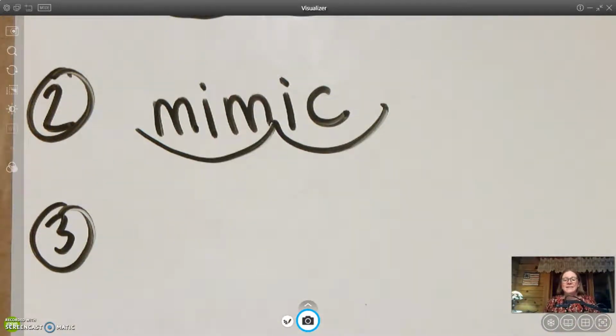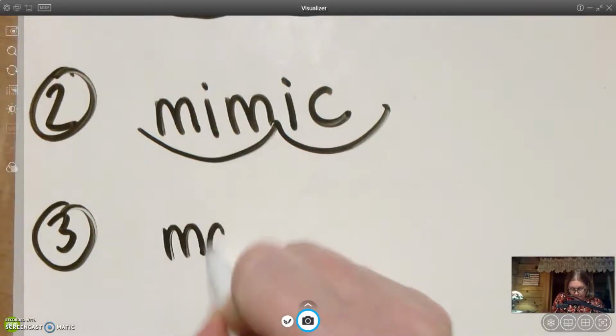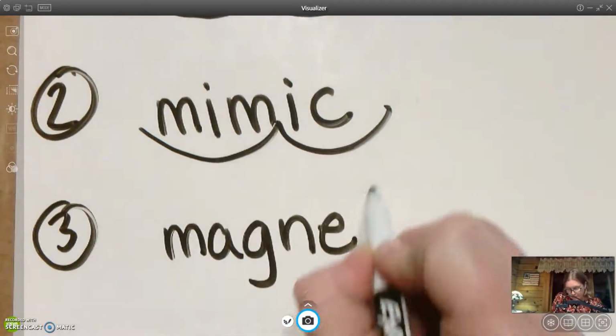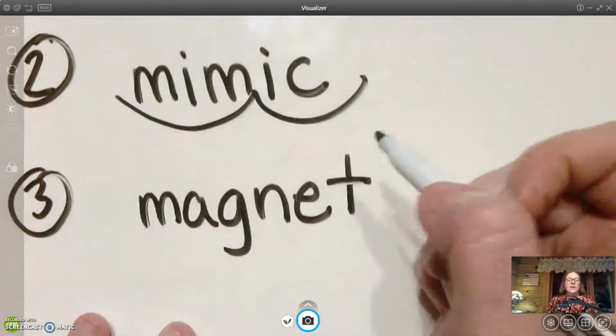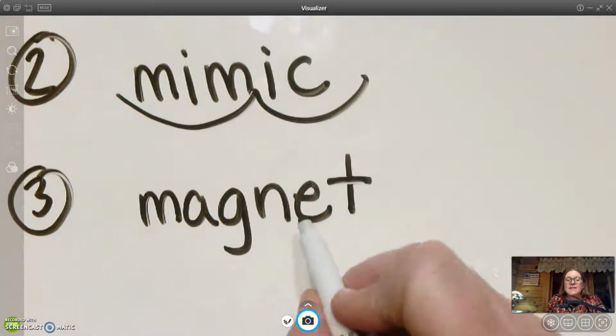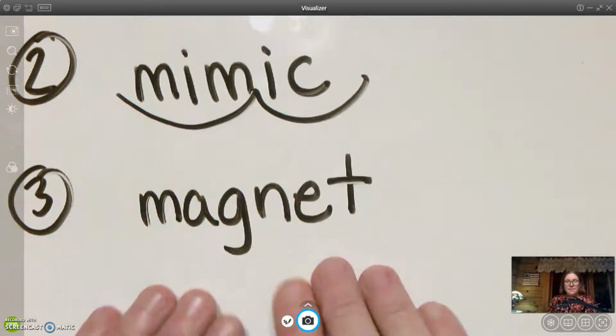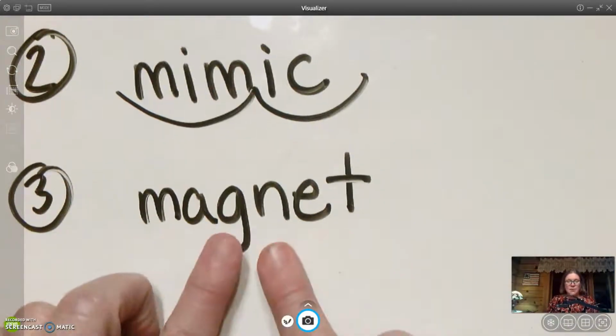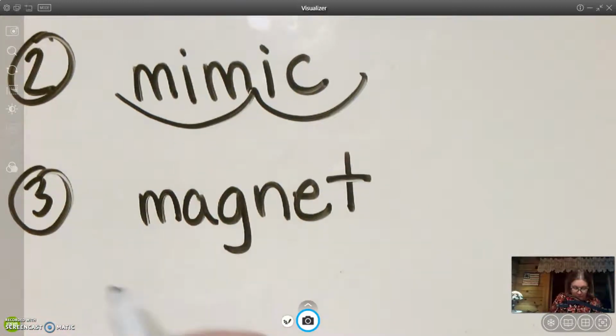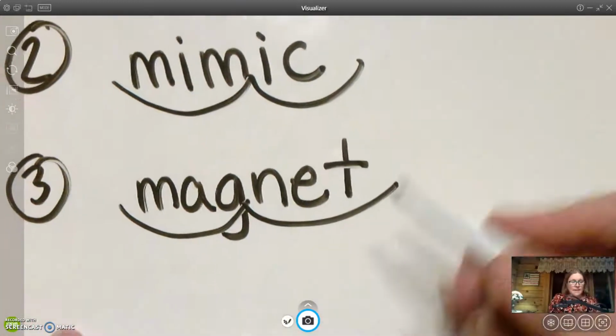Number three. Your word is magnet. Echo, magnet. Again, one of our spelling patterns we looked at was the ET, that's saying the it sound at the end of multisyllabic words. But does it need to be divided? Yes. Two vowels. In between, we have the G and the N. The G is going to go with that first syllable, mag, net.